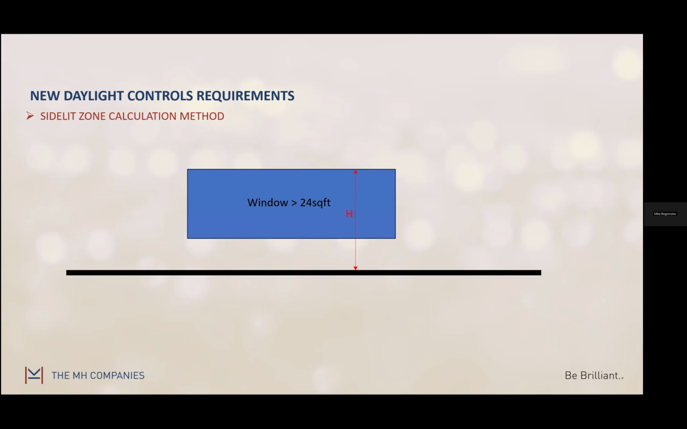Next step that you want to do is take the window height. So from the top of the window down to the floor, that's your first measurement. That gives you the height value. Then you're going to look and see how wide does my daylight zone need to be. So the daylight zone is not the width of the window. It's actually the width of the window plus h, technically. It's half h to the right, half h to the left. So that then gives you your daylight zone area.